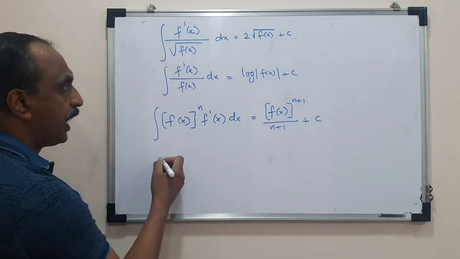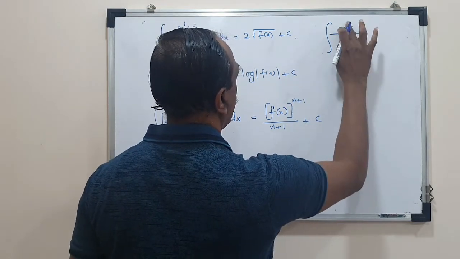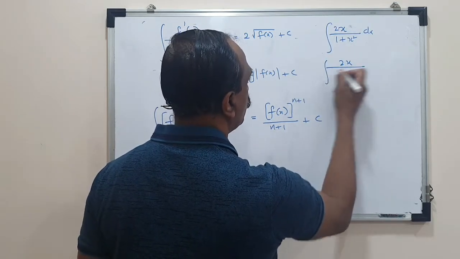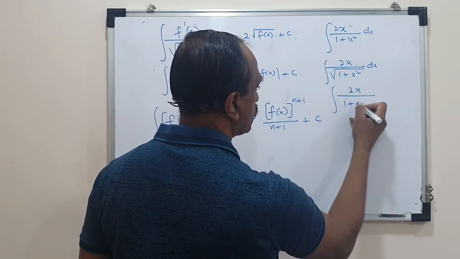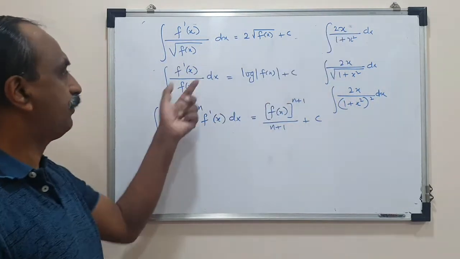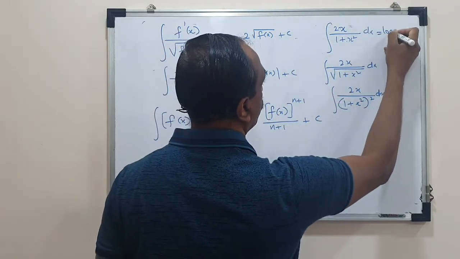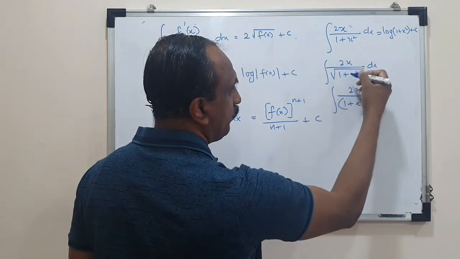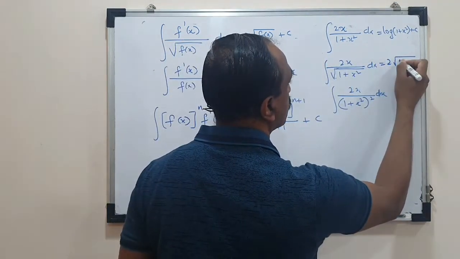For example, let's say I have integral of 2x upon 1 plus x square. Let's have 2x upon root of 1 plus x square. And let's have 2x upon 1 plus x square the whole square dx. All of them are of different categories of this problem. Here directly derivative of denominator is numerator, so log of 1 plus x square. Here the function has a root, so it comes in this category, so 2 root 1 plus x square.